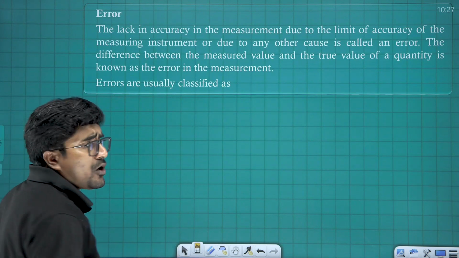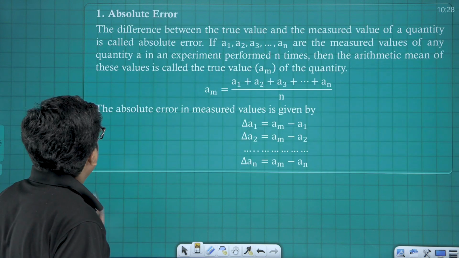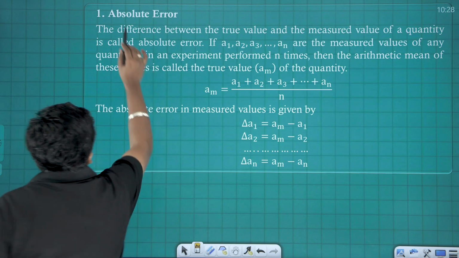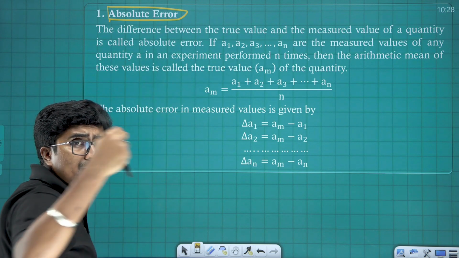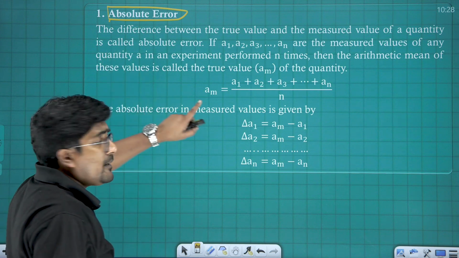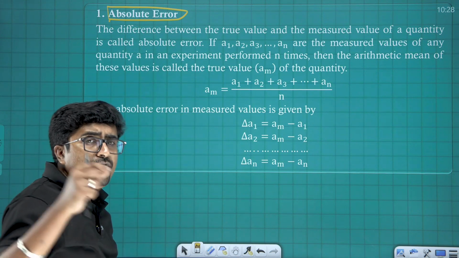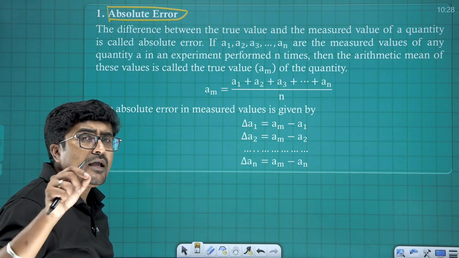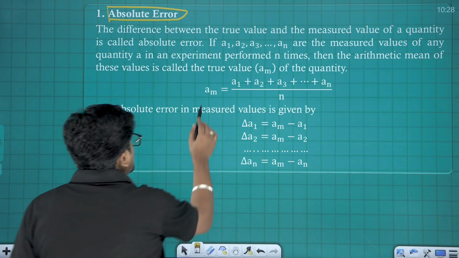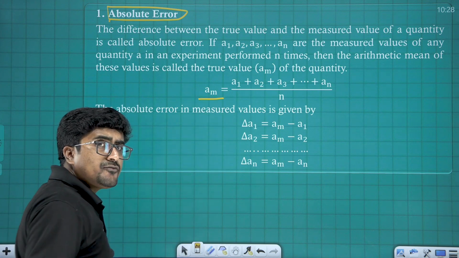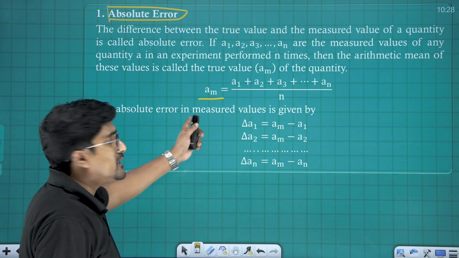Fine. We are not going in depth into the types of errors. As far as the JEE syllabus is concerned, the most important areas I am going to tell about, first one is absolute error. To find the absolute error of any given set of measurements, first of all you have to take the mean value. If the true value is given, the case is different. If the true value is not given, then you have to take the mean value.